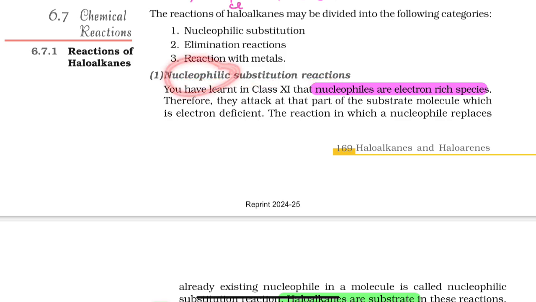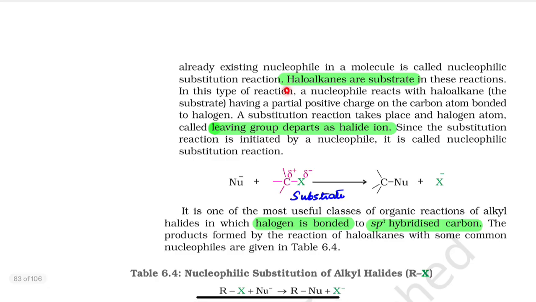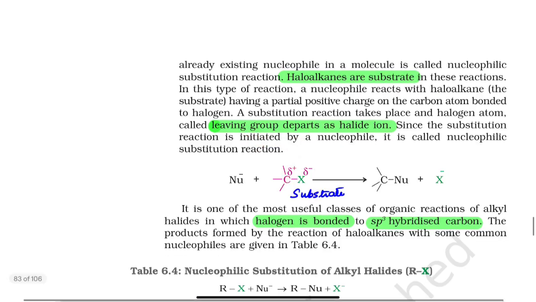The meaning of nucleophile is they are electron-rich species. So, usually they are represented as Nu minus. So, here you can see haloalkanes are substrates. In this reaction, Nu minus is called as nucleophile and haloalkanes are called as the substrate, and here X minus is called as the leaving group. Leaving group departs as halide ion. So X will be leaving as X minus. So this X is called as the leaving group.